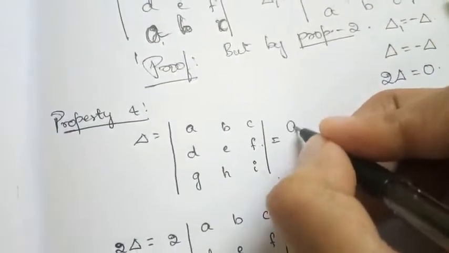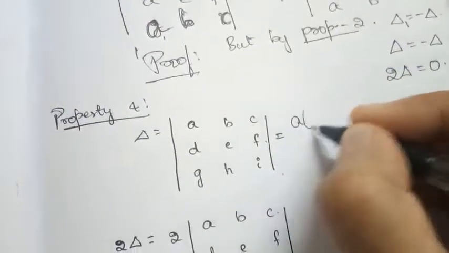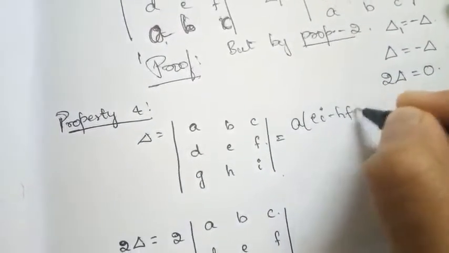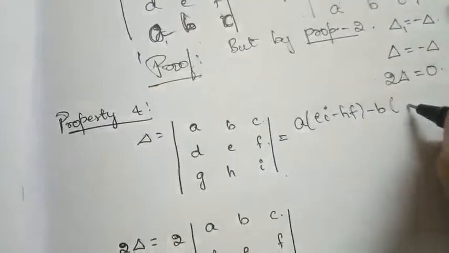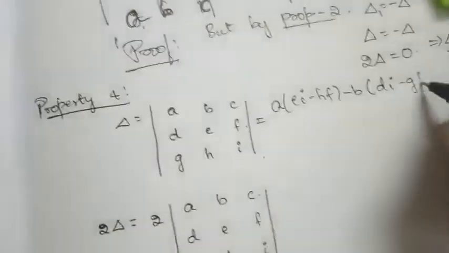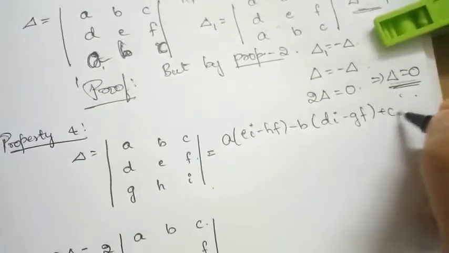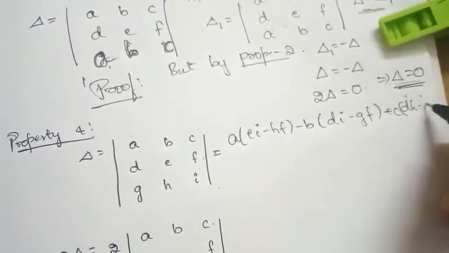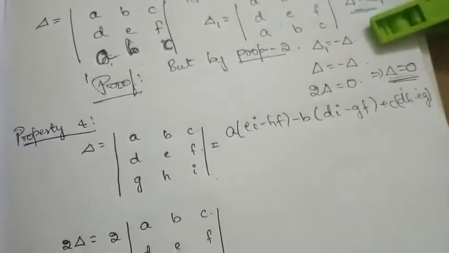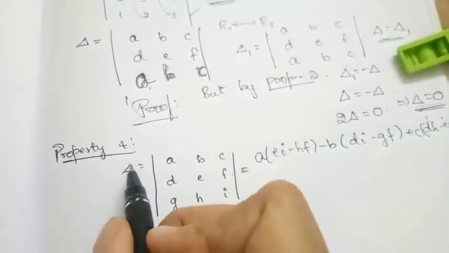I am expanding it through the first row: A(EI minus HF) minus B(DI minus GF) plus C(DH minus EG). So this is the value of the determinant delta.